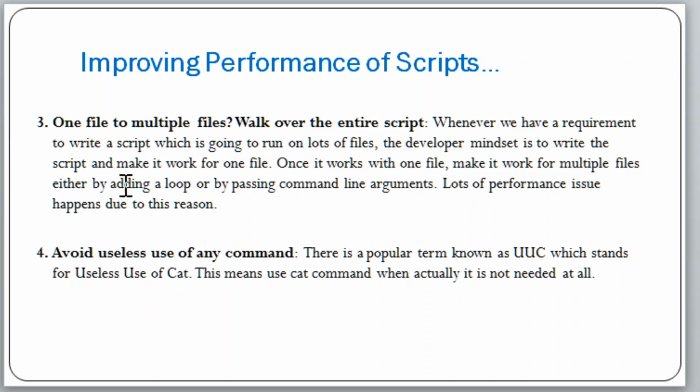So whenever we have a requirement to write a script which is going to run on lots of files, the developer mindset is to write the script and make it work for one file. Once it works with one file, make it work for multiple files either by adding a loop or by passing command line arguments. Lots of performance issues happen due to this reason, okay?